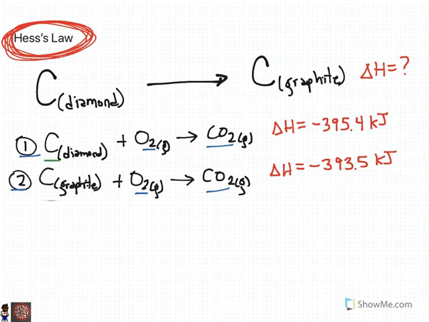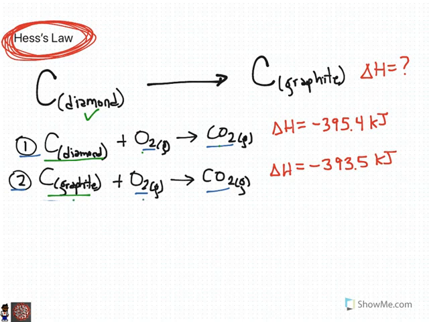We know that we want diamond on the reactant side. So that's good, that's perfect. We don't want O2 to come out, we don't want CO2 to come out, which means they have to cancel each other out. They have to show up on both sides of the reactions so they can get rid of each other. Graphite is our problem. It is not on the side that we want.